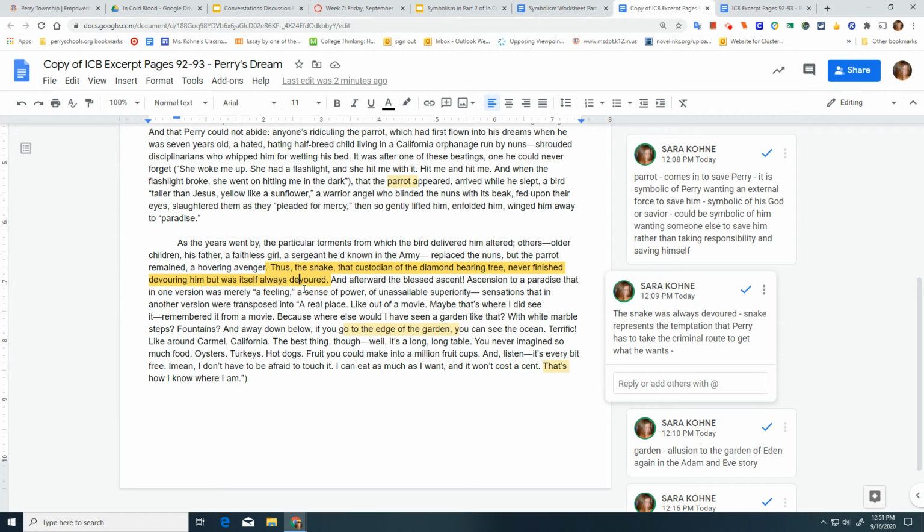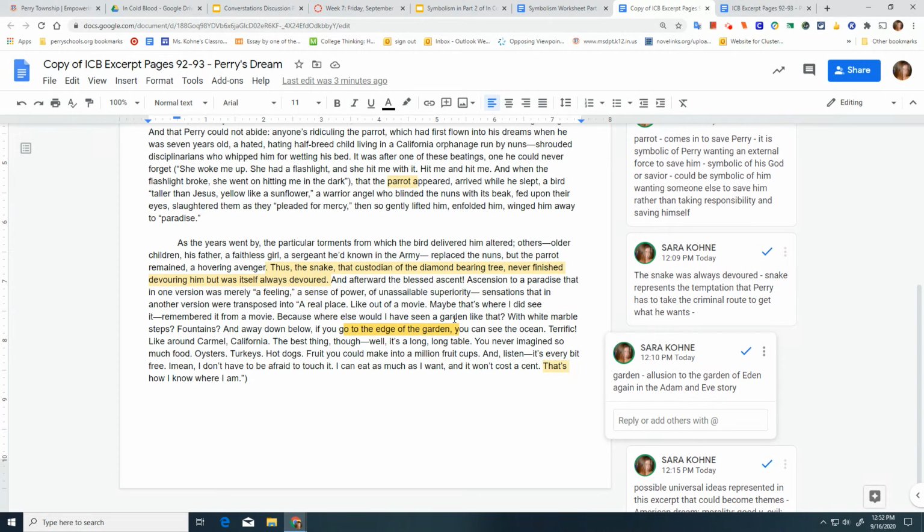Yes. And afterward, the blessed ascension into paradise, that in one version was merely a feeling, a sense of power, an unassailable superiority. Sensations that in another version were transposed into a real place, like out of a movie. Maybe that's where I did see it. Remembered it from a movie, because where else would I have seen a garden like that? With white marble steps, fountains, and away down below if you go to the edge of the garden. And again, this garden is being repeated. Garden of Eden. That's where the whole temptation went down. So there's another allusion, which I feel is important and I need to mention here.